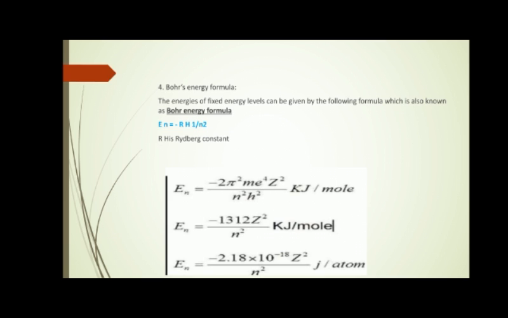Here again the formula you can see in different units, that is in kilojoule per mole and joule per atom. In joule per atom, the energy formula is minus 2.18 multiplied by 10 to the power minus 18 Z square upon n square for hydrogen and hydrogen-like species, where RH is substituted as 2.18 times 10 to the power minus 18.